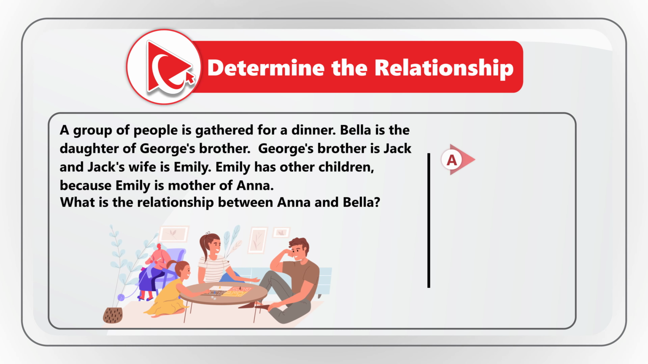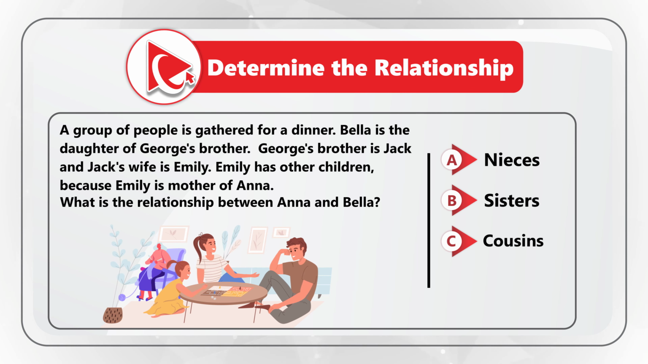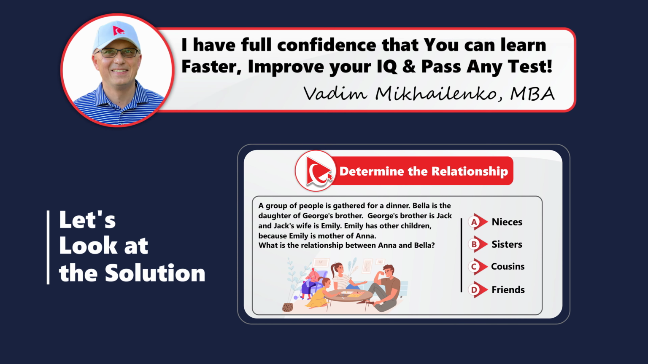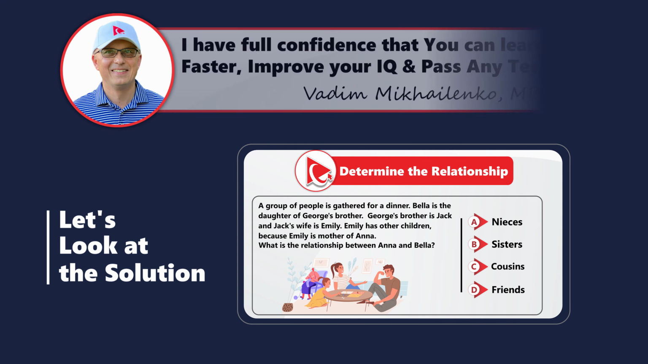Choice A, they're nieces. Choice B, they're sisters. Choice C, they're cousins. And last but not least is choice D, they are friends. Do you know the answer? Give yourself 10 to 15 seconds, maybe pause this video to see if you can come up with the solution. And on my end, I am moving forward to share with you my version of the solution. And obviously, if you have a better way to solve it, please make sure to post in comments.